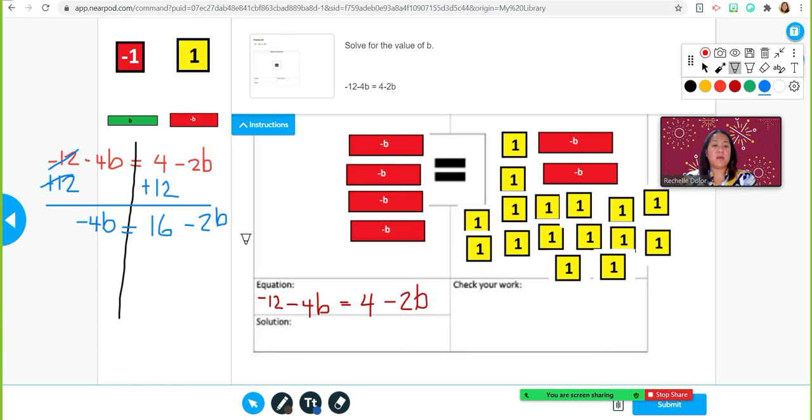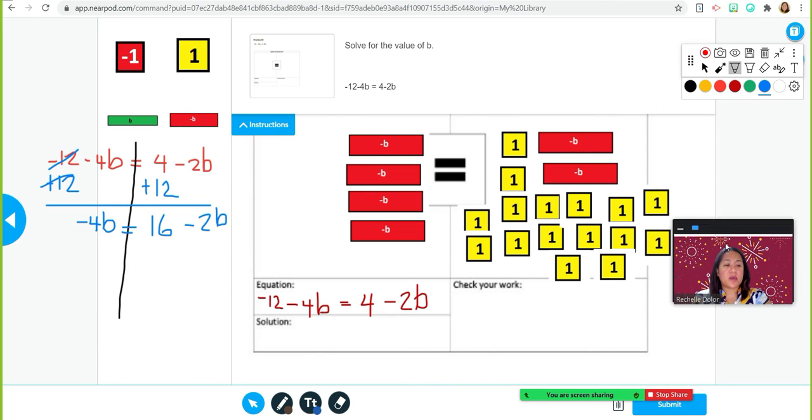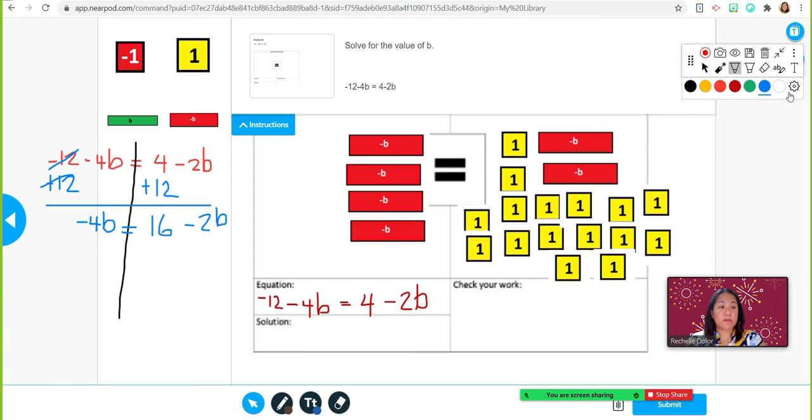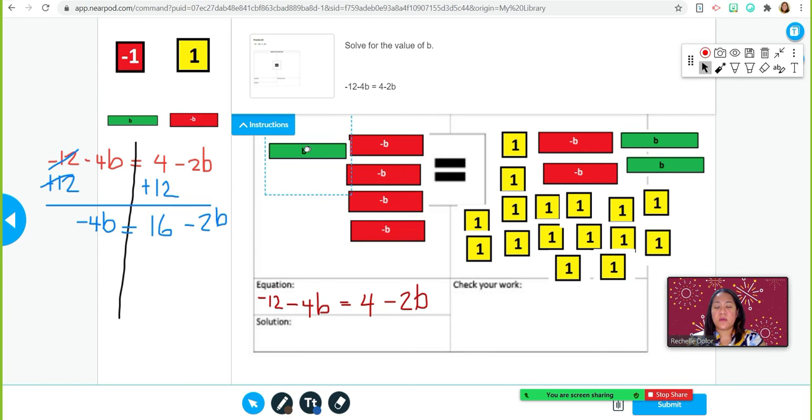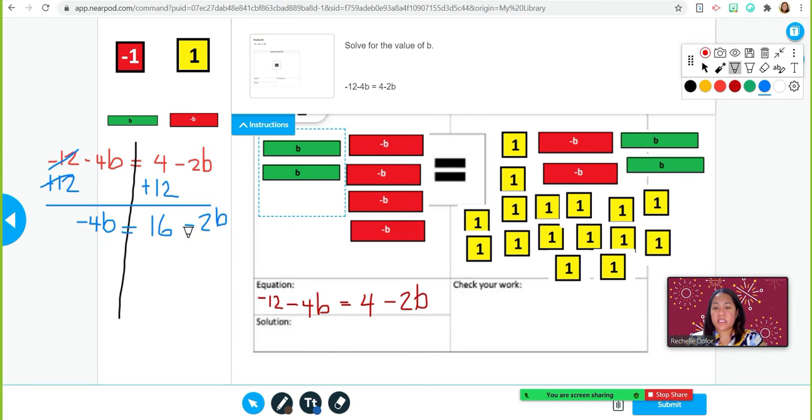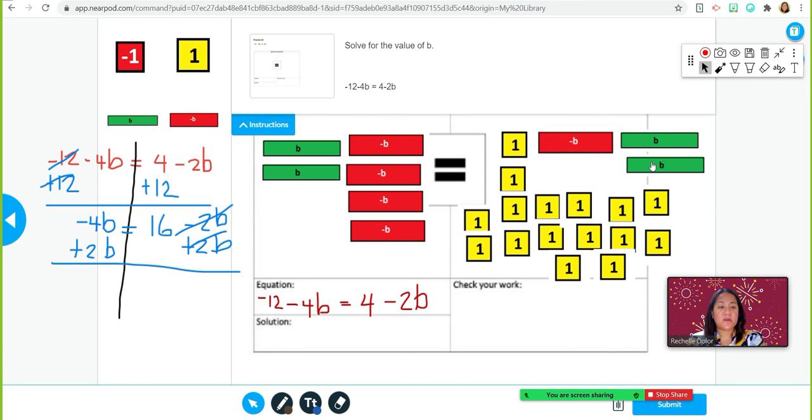So what do we need to do? We need to get rid of this by adding positive b, right? So I need to drag this one, 1, 1, and 2. Then the other side also, 1 and 2. So I need to add 2b here and also plus 2b on the other side. So we need to cancel this, and the meaning of that is I need to remove this one. Take this out, right?